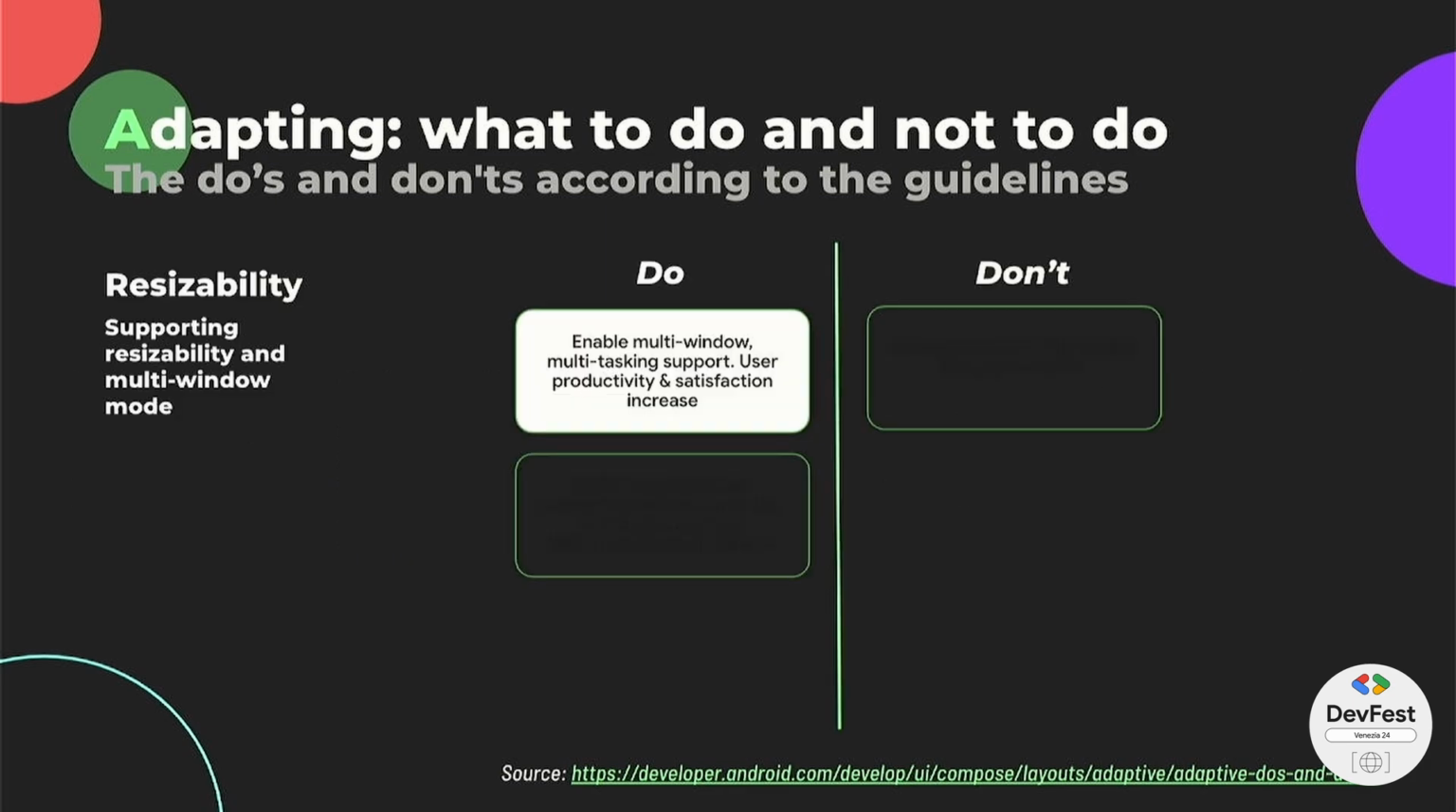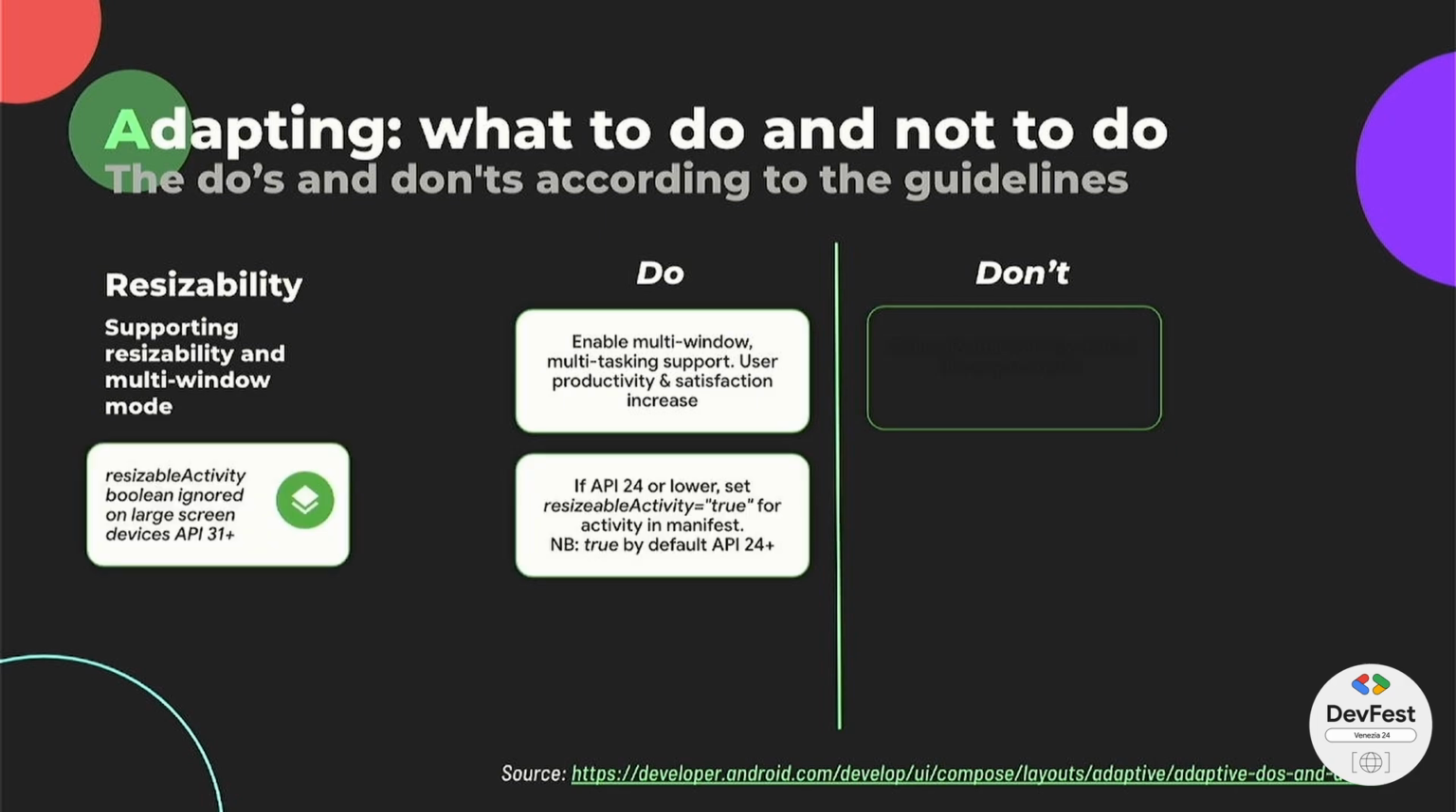So resizability, the do here is that you need to enable multi-window and multitasking support. So basically this will help your users to be able to be more productive. So if your app can run on the right-hand side and the user has YouTube on the left-hand side, then you are supporting multi-window on the user's particular device. And this is what the users actually want. They want to be able to use multiple apps at the same time without any restrictions. And they want your app to still look good and to still perform well when it's in multi-window mode.